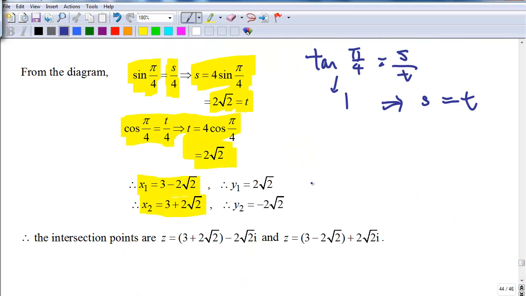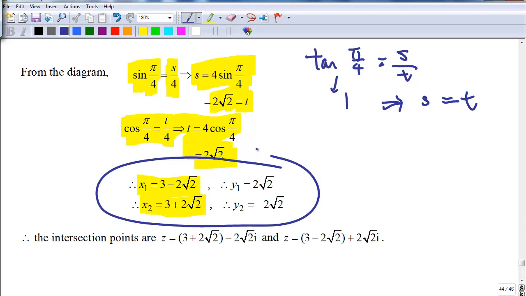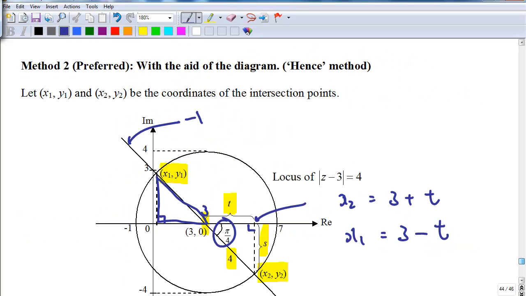Okay, done. In the end, I get the same result as the first method. It's shorter and more efficient, but you really have to look carefully at your diagram.